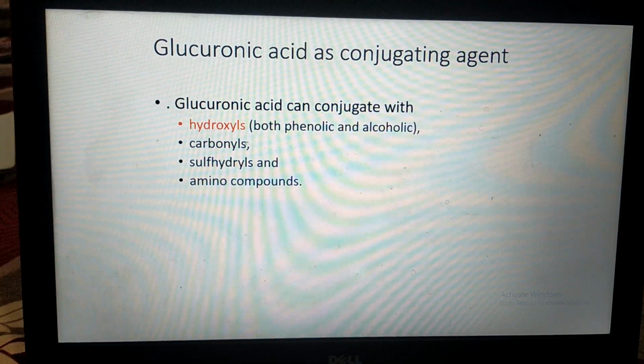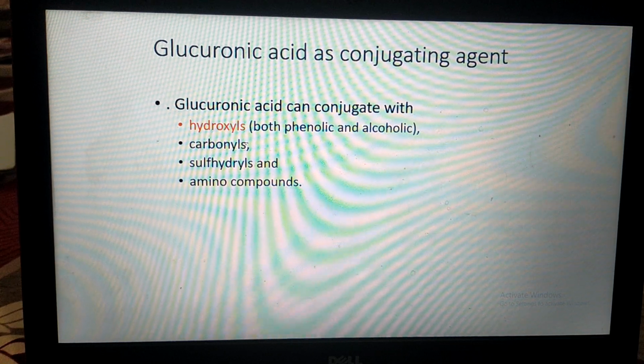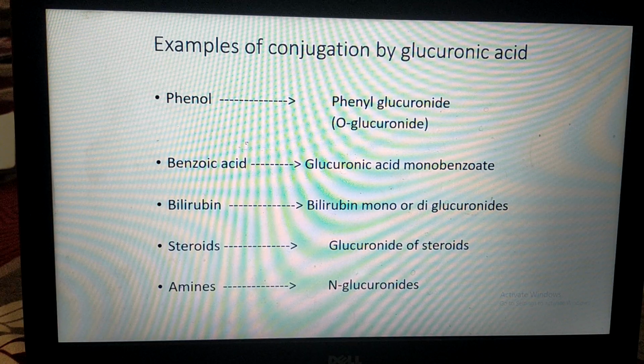Glucuronic acid also conjugates hydroxyl groups, carbonyl groups, sulfhydryl groups, and amino compounds. For example, phenol is converted to phenyl glucuronide, benzoic acid is converted to glucuronic acid monobenzoate, and bilirubin, all of us know, is converted to monoglucuronide, meaning one glucuronic acid is added, or if two glucuronic acids are added to the bilirubin, then it is called diglucuronide. The steroids, after conjugation with glucuronic acid, form glucuronides of steroids, and amines form N-glucuronides. So these are the compounds that undergo detoxification by conjugation with glucuronic acid.